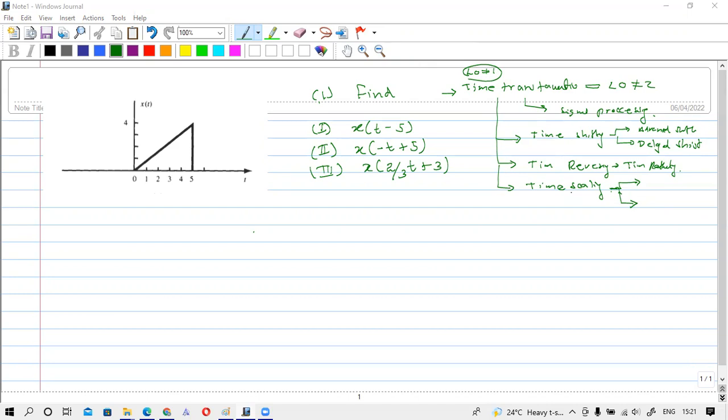So the other thing is time scaling. There we have come across two cases. One is time expanding, and the other is time shrinking, or time compressing. So we have studied three types of time transformation techniques. The first one is time shifting, the second one is time reversing, and the third one is time scaling. I'm not going to explain it again.